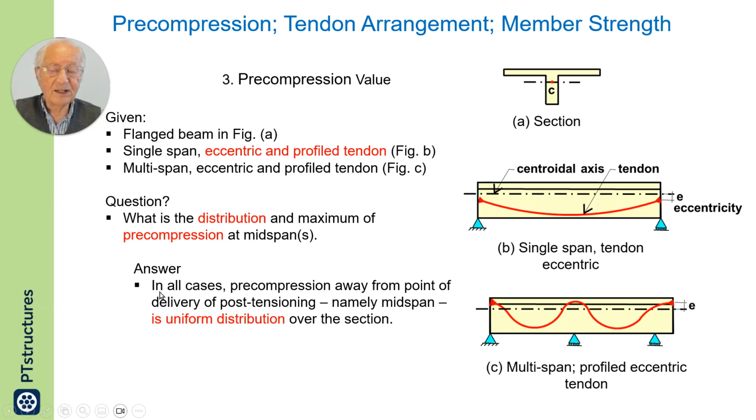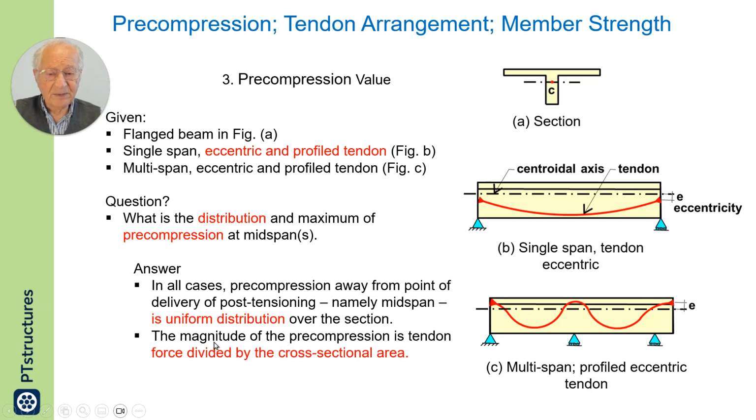The answer: in all cases, precompression away from the point of delivery of post-tensioning, namely at midspan in this case, is a uniform distribution over the section. For these two arrangements, both have the same precompression in distribution and in magnitude. The magnitude of the precompression is tendon force divided by the cross-sectional area.